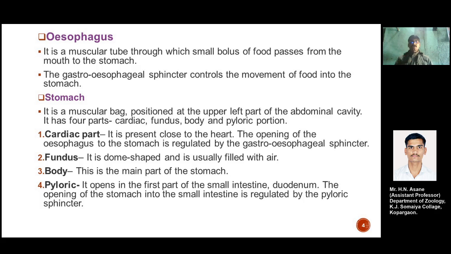The cardiac region, the fundus region, the proper body of the stomach, and the pyloric portion of the stomach. The cardiac part is present close to the heart, hence known as the cardiac part. The opening of the esophagus to the stomach is regulated by the gastroesophageal sphincter.